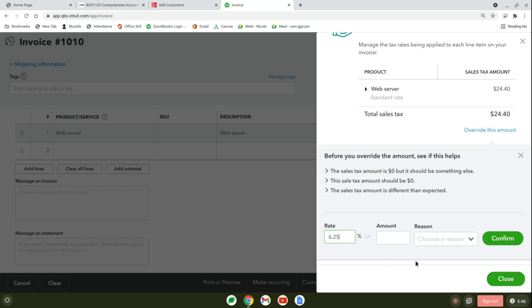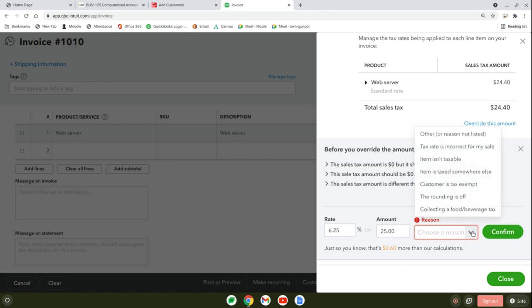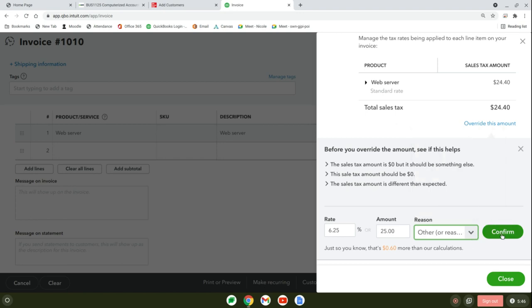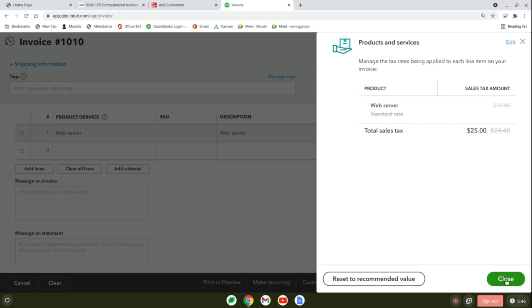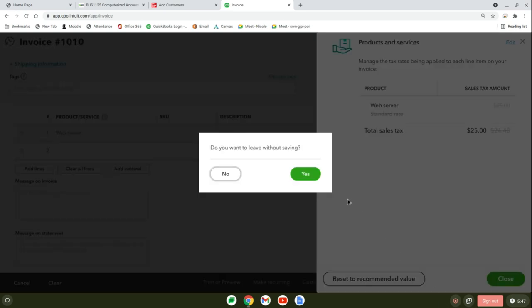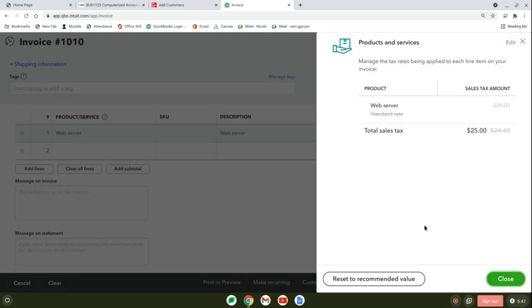So it's going to be 6.25, and when we say reason, which automatically populates $25 for you, we're going to just say tax rate is incorrect for my sale. Okay. Well, let's try other. I'm just going to put other and confirm and then close. Oh, no. I didn't save that.